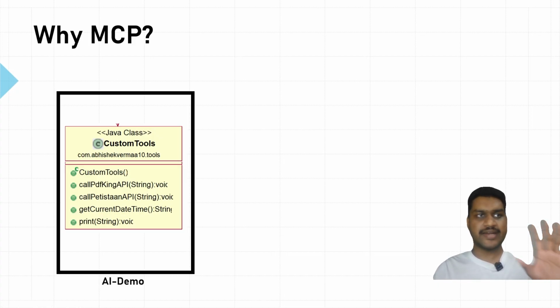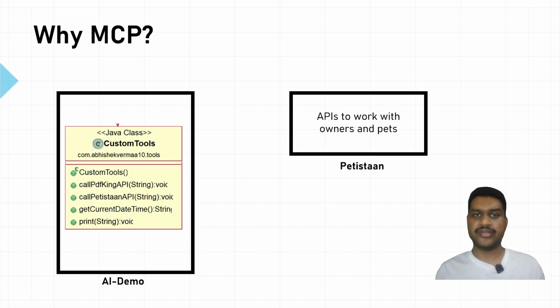But let's assume that besides this AI demo, I have another application, that is Pakistan. This is the application we have been creating across all the other playlists, whether the JDBC playlist, Maven playlist, Hibernate, Spring Basics with Spring Boot, Spring Data JPA, or Spring REST. Here we have some APIs to work with owners and pets, and it has the service class, controller layer, database layer, and all other things. So it's a very big application. If you want to know more details about this, then you obviously have to watch the other playlists also.